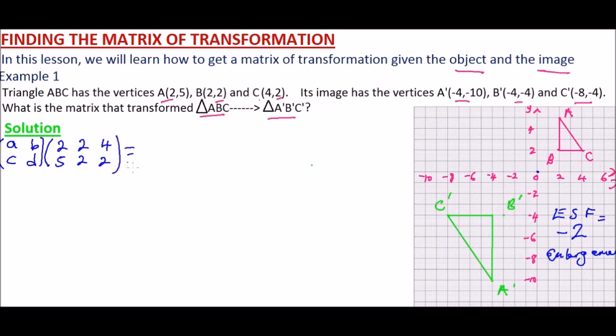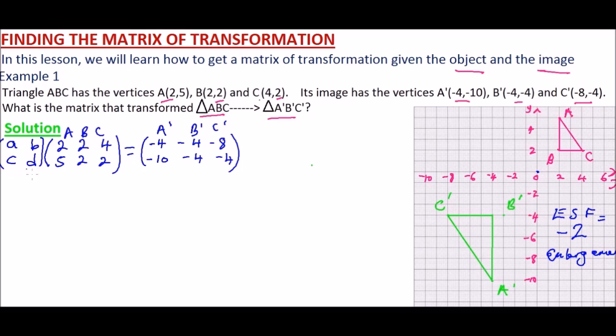When you multiply that, what is supposed to give you is the matrix formed from the column vector of the image. So this is -4 and -10. Then we have -4 and -4. Then we have -8 and -4. And this is A, B, and C. And this is A prime, B prime, and C prime. So if we are able to get A, B, C, and D, then we have obtained the matrix of transformation.